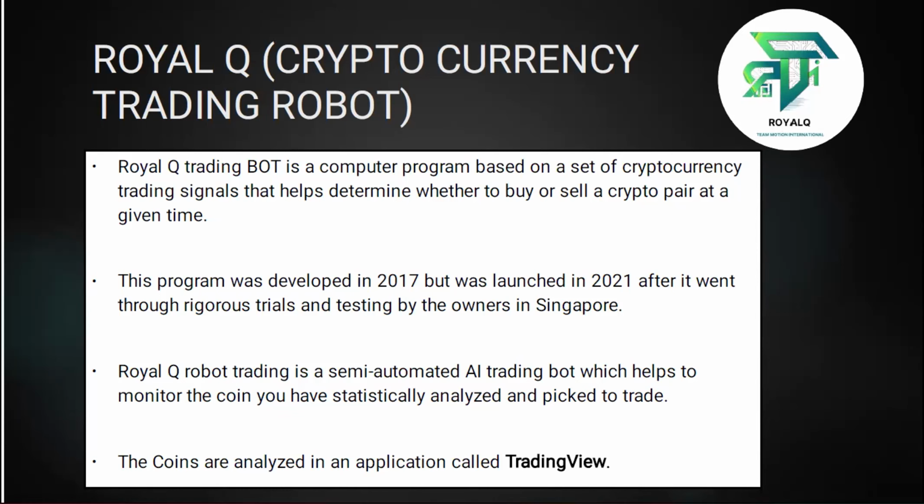RQTMI Robots Trading is a semi-automated AI trading bot which helps to monitor the coin you have statistically analyzed and picked to trade. What semi-automated means is that you will have to give the robot the instruction to carry out for you. Unlike other platforms that have crashed, which are automated. Automated is risky because you don't have full control of it.